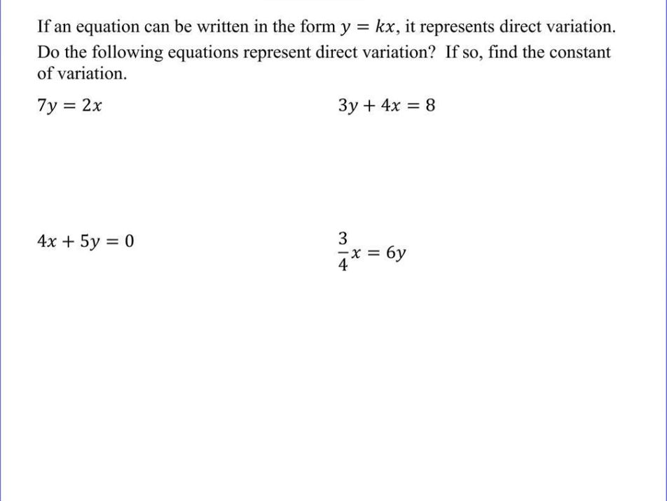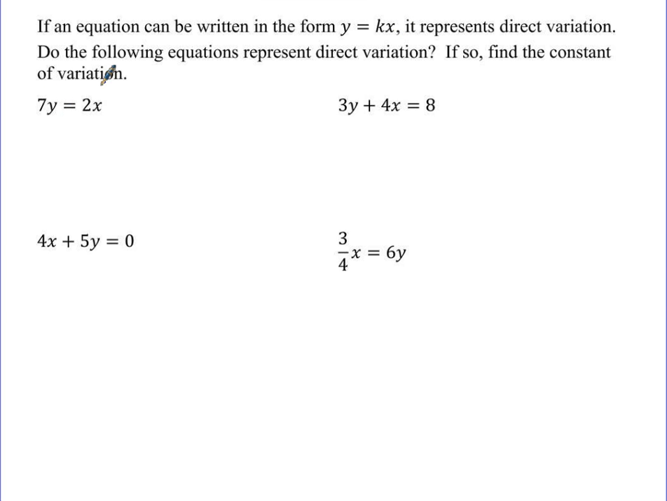If an equation can be written in the form y equals kx, the form we've been using so far in this section, then it represents direct variation. If you can't make it look like this, then it does not represent direct variation, which means it probably doesn't go through the origin. Okay? So, do the following equations represent direct variation? If they do, tell me what the constant of variation is.